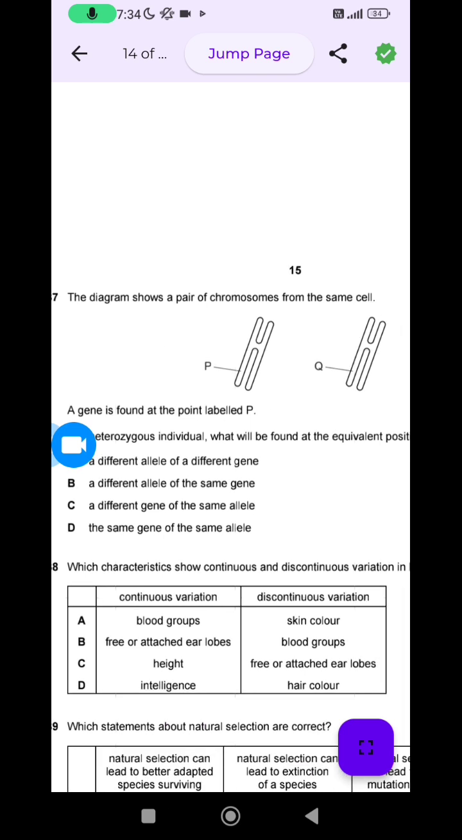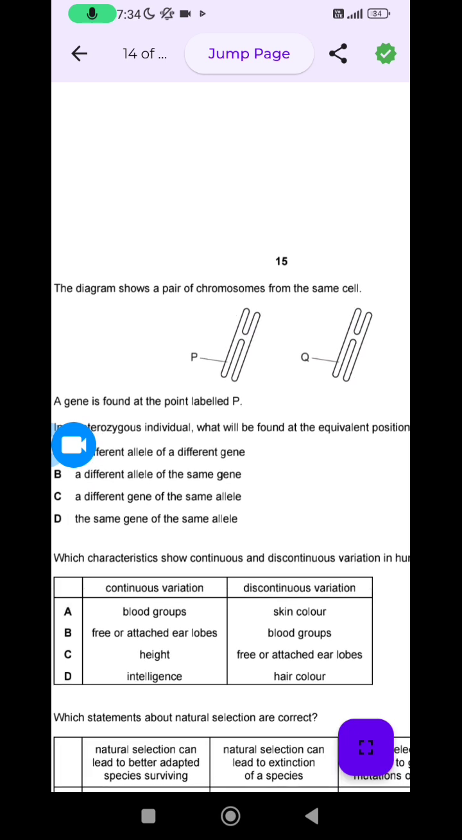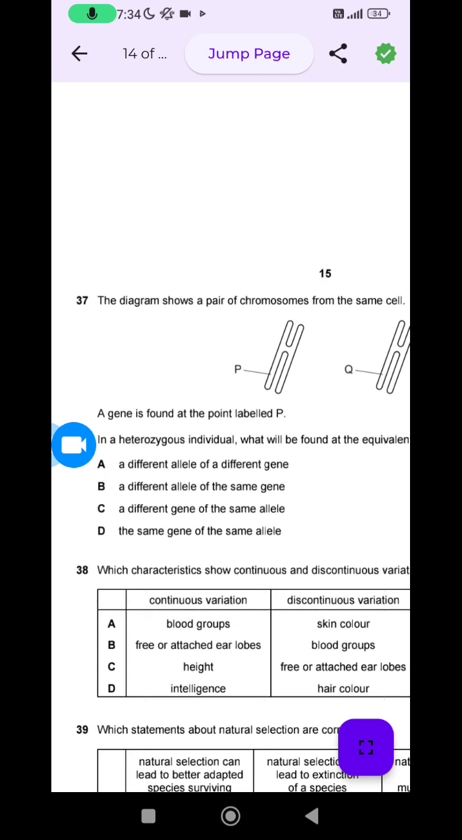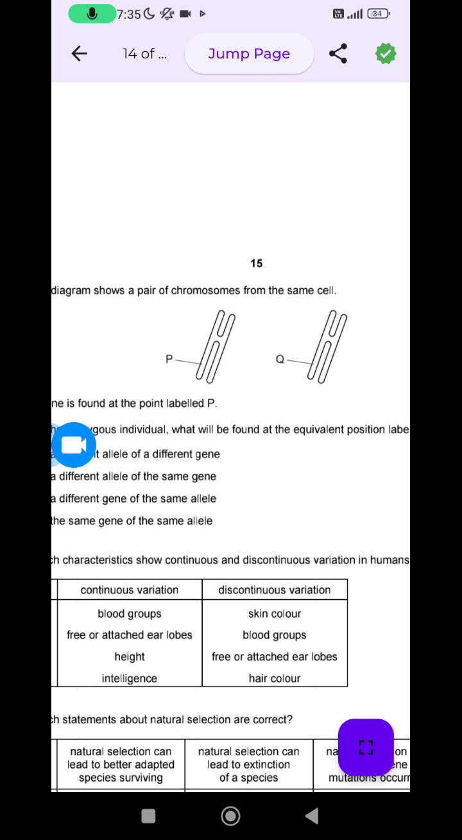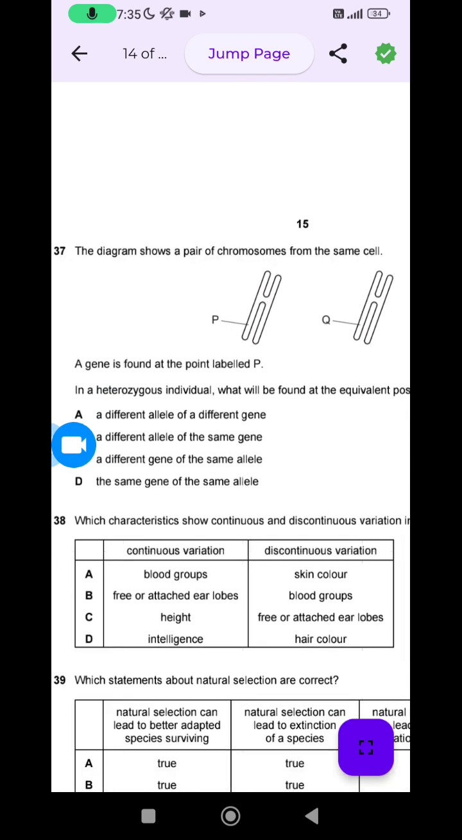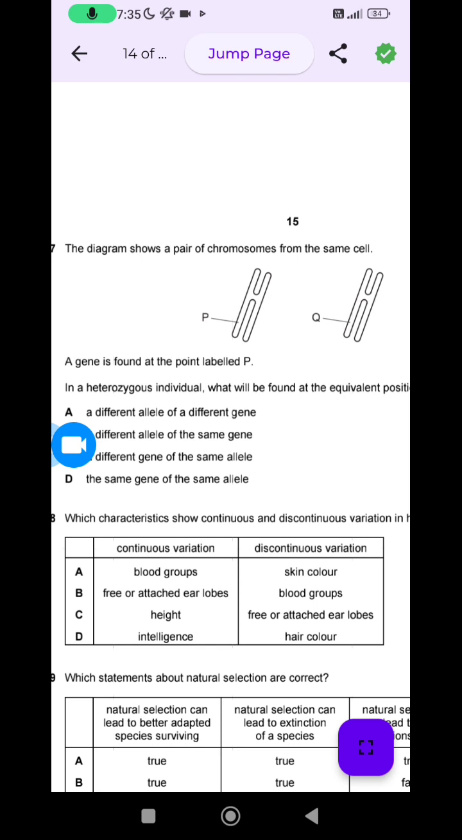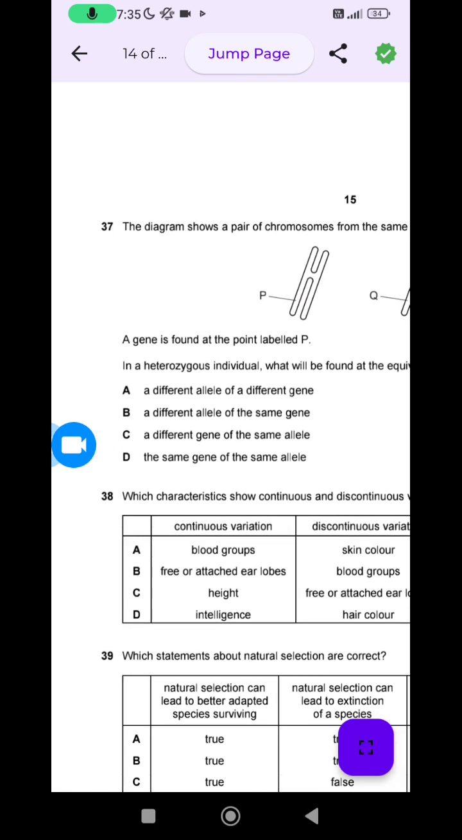For example, if at P a capital A gene is present, then at Q a small a gene will be present. It will not be a capital A, because in a heterozygous individual both the alleles present are different. He did not say homozygous, he said heterozygous. It means the allele present at P will not be the same as Q. And another thing, as we can see, the positions of P and Q are the same, which means that it will be the same type of gene but a different allele of it, so the answer will be B, a different allele.